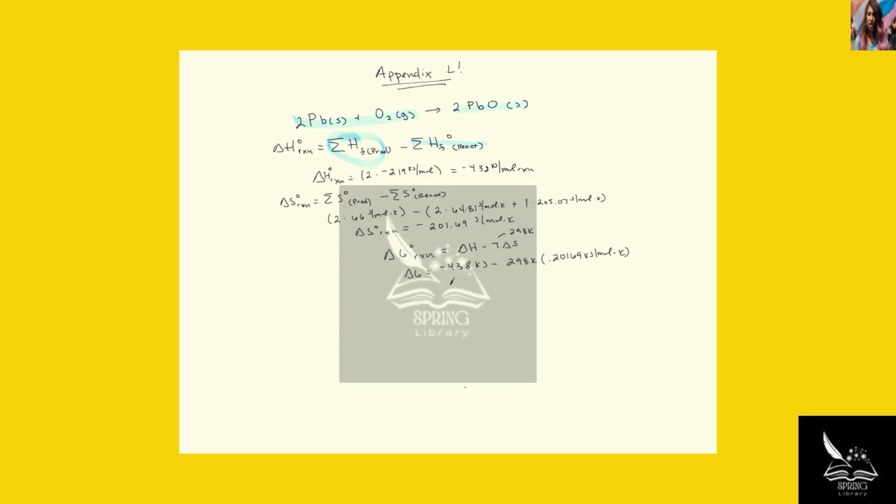And we get that the delta G of the reaction equals negative 377.90 kilojoules per mole reaction. Now the question is, is this enthalpy or entropy driven? So we have to look at the signs for enthalpy and entropy. In this case, your enthalpy is negative and your entropy is negative. This would indicate that this is enthalpy driven.